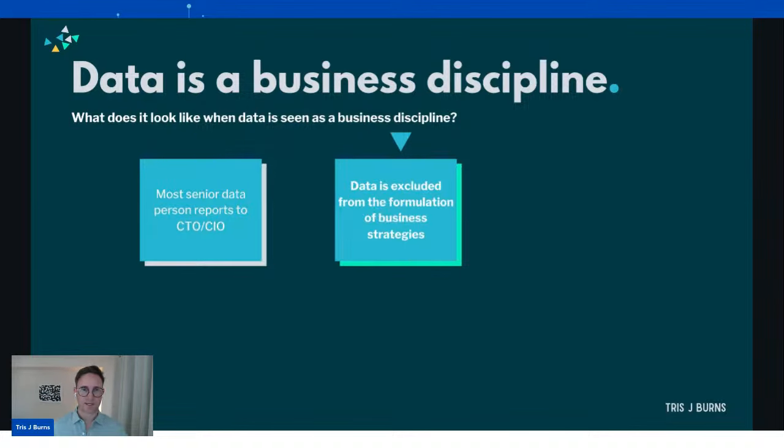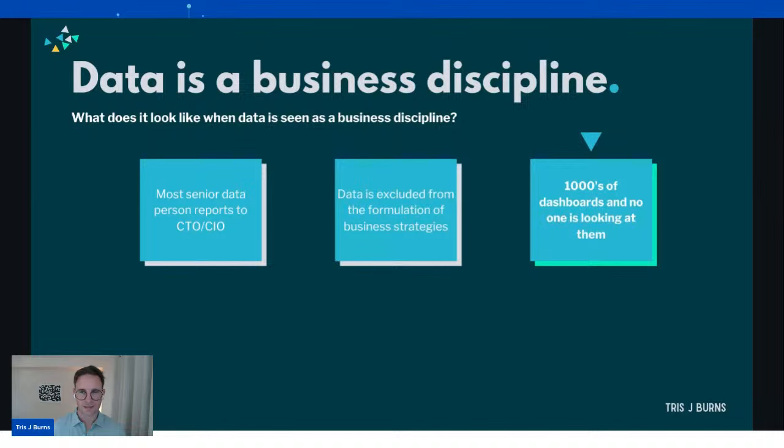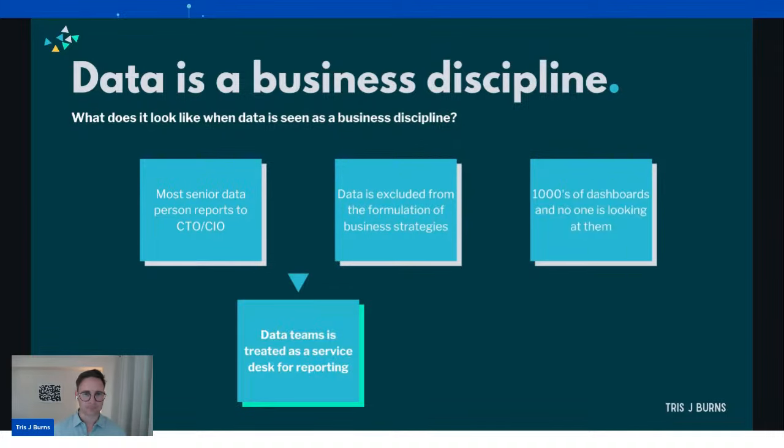The other thing that you see is that data is excluded from the formulation of business strategies. Data leaders are not invited to conversations about strategy. They're often not even informed of what the organizational strategy is. Another indicator: thousands of dashboards and nobody is looking at them. I hope this one hurts a few people. Well, I don't mean to hurt you, but some people will read that and go, yeah, that's my organization. We have all of these dashboards we've invested all this time and money in, and nobody looks at them. Okay, next one, which we're going to talk about in a moment, is that data teams are treated as a service desk purely for reporting.